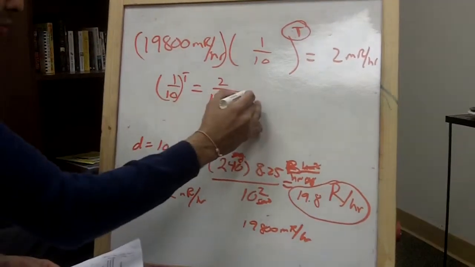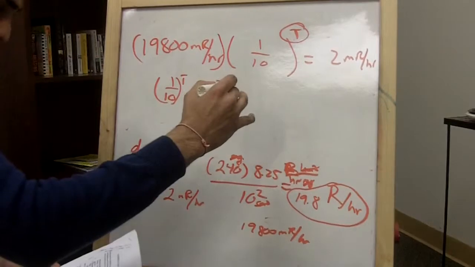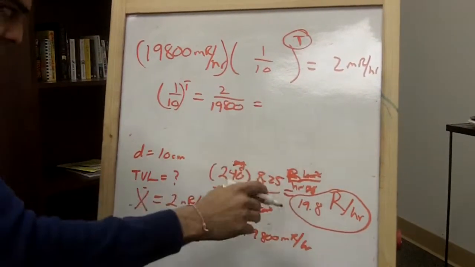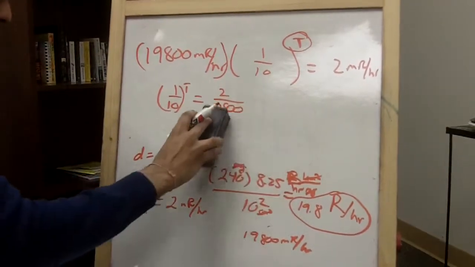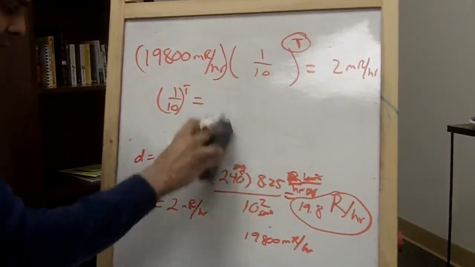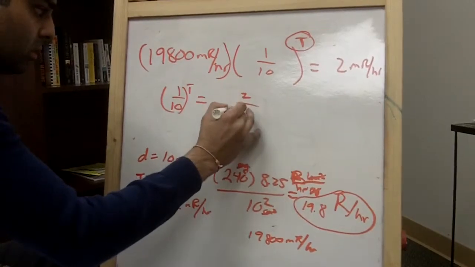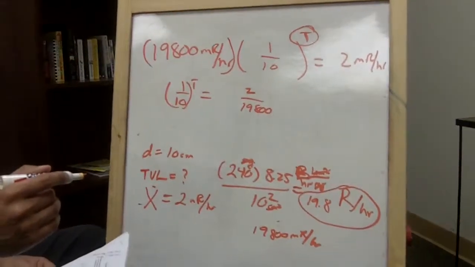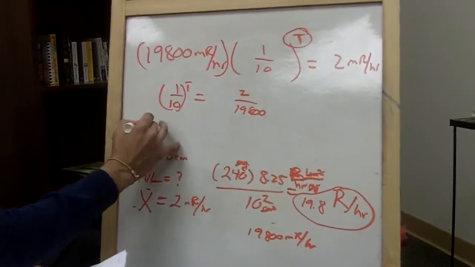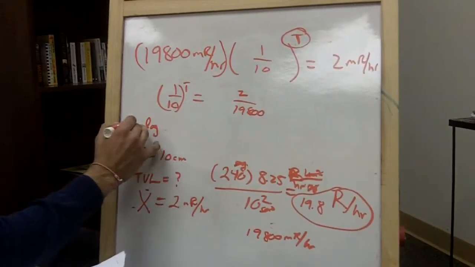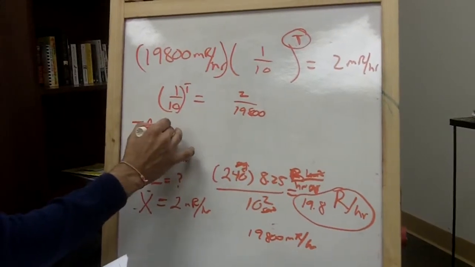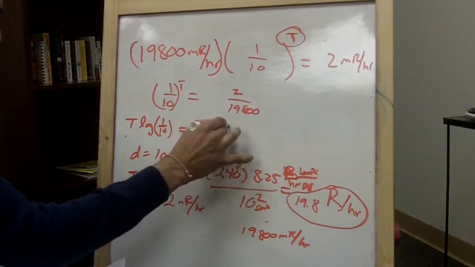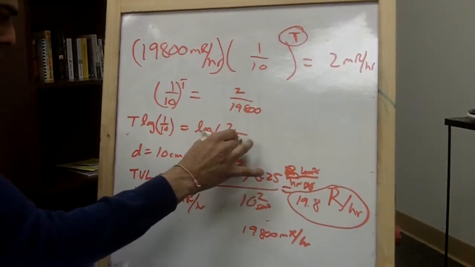Now, this equals some number, 0.0001. Okay, let's just leave it as it is. I'm going to rewrite it because I need to squeeze something in here: 2 over 19800. If I take the log of both sides, this becomes t log of 1/10 equals log of 2 over 19800.